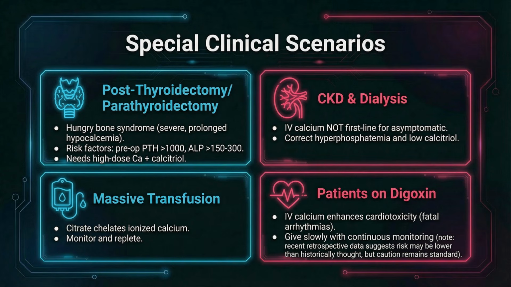In chronic kidney disease and dialysis, intravenous calcium is not first line for asymptomatic patients. Focus on correcting hyperphosphatemia and low calcitriol. During massive transfusion, citrate chelates ionized calcium, so monitor and replete. For patients on digoxin, intravenous calcium enhances cardiotoxicity and can cause fatal arrhythmias. Give it slowly with continuous monitoring. Note that recent retrospective data suggests this risk may be lower than historically thought, but caution remains the standard.